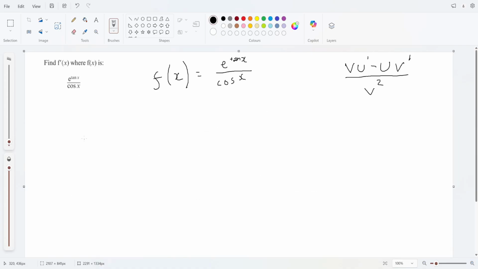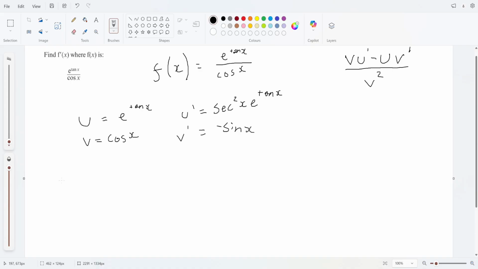Okay, so last question with quotient rule. I'm just going to start off by doing my u's and v's. So u equals e to the tan x, and v is going to equal cos x. So then u dash is going to equal sec squared x e to the tan x, using our chain rule from earlier, and then v dash is going to equal negative sin x. So I'm going to start by plugging this all into the formula.